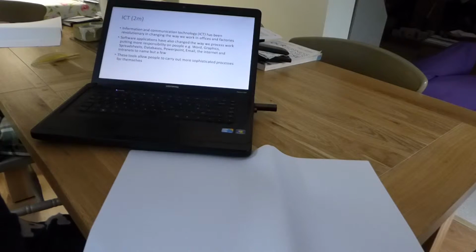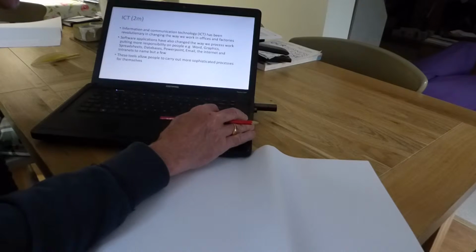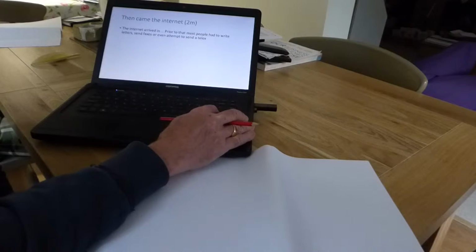Well, it's basically no more than what you know already, information and communication technology, and it has been quite revolutionary in the way we have made changes. Mainly it's through software applications. They've allowed you to create more responsibility on the worker as they've got more powerful tools to work with, such as all the Word, Excel, databases and PowerPoints that you're used to in your school life. Companies have similar. These tools also let people carry out sophisticated processes for themselves.